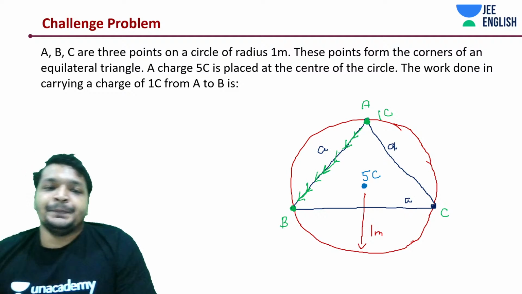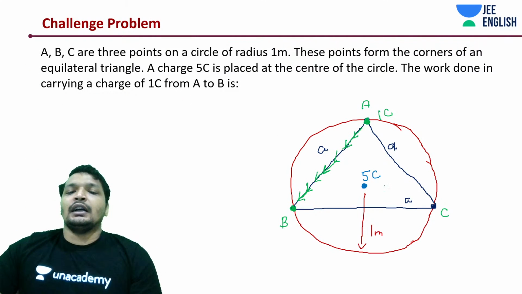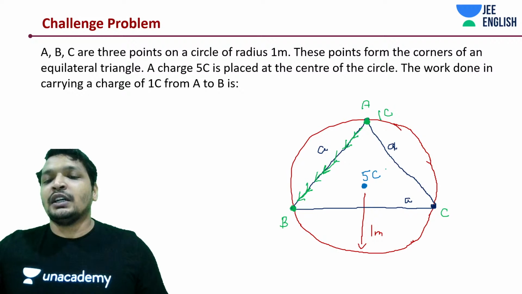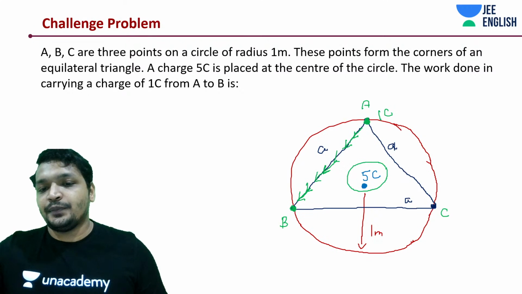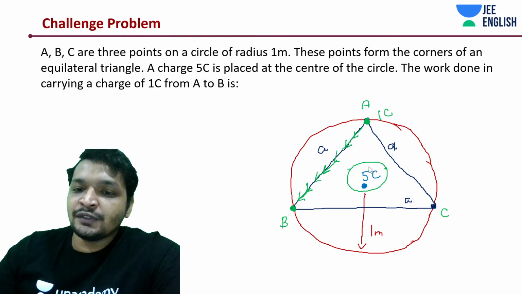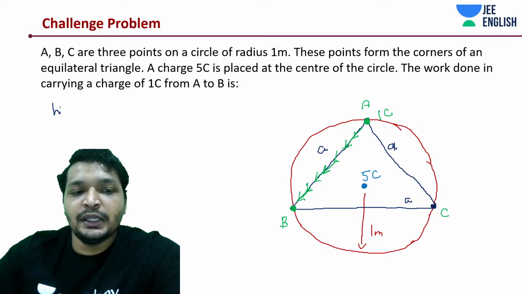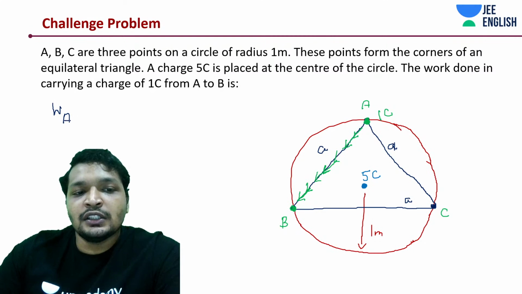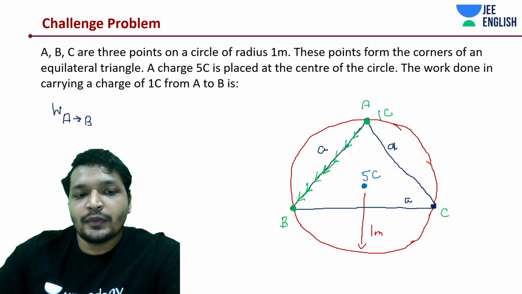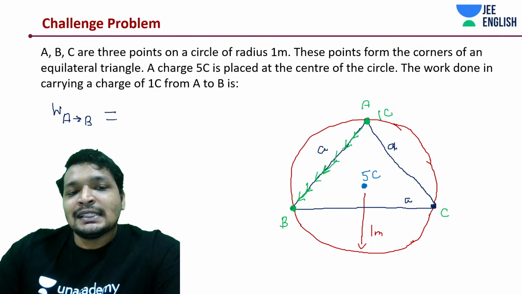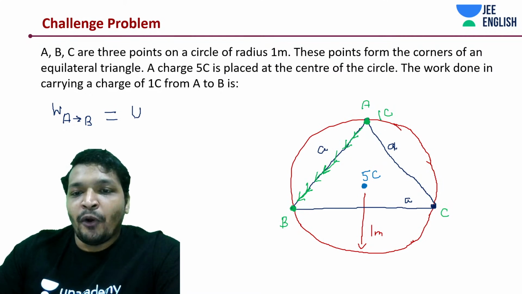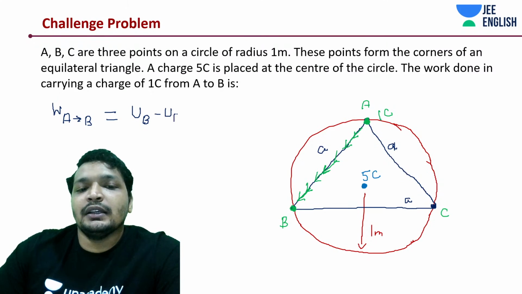So do remember, first of all, up until now, to move this 5 coulomb charge, no work has been done. Now the question arises, what is the work done to move a 1 coulomb charge from A to B? What is the potential at point B minus that of point A?